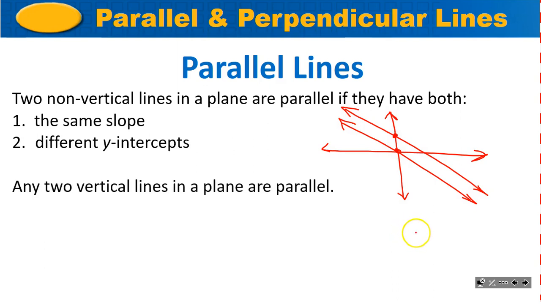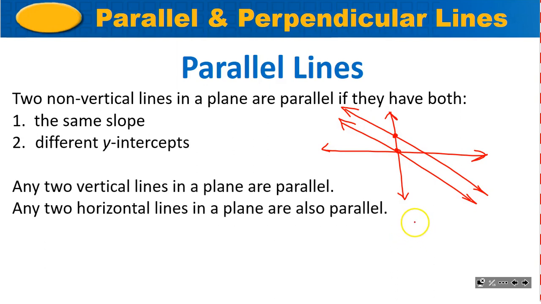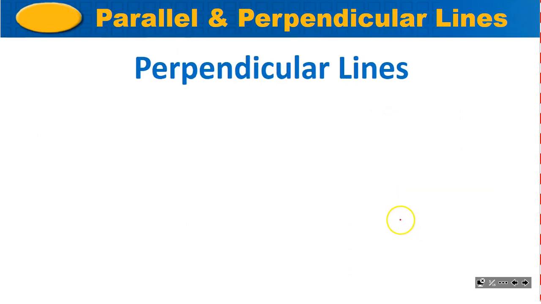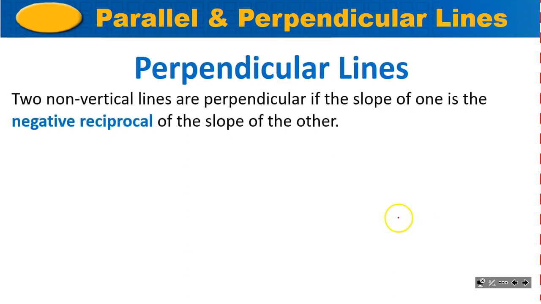Also, any two vertical lines in a plane are parallel, and any two horizontal lines in a plane are also parallel. Common sense, right? Okay, next we're going to talk about perpendicular lines. Two non-vertical lines are perpendicular if the slope of one is the negative reciprocal of the slope of the other. So again, let's talk about this. And I'm just going to do this with the x and y axis. We know that these are right angles to each other, and they are perpendicular to each other.